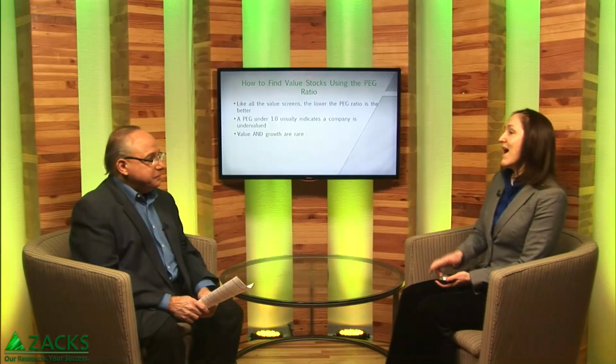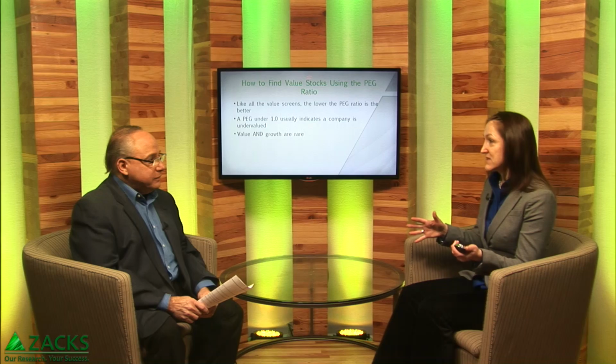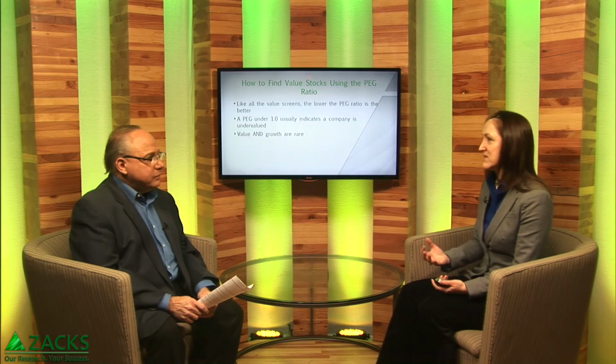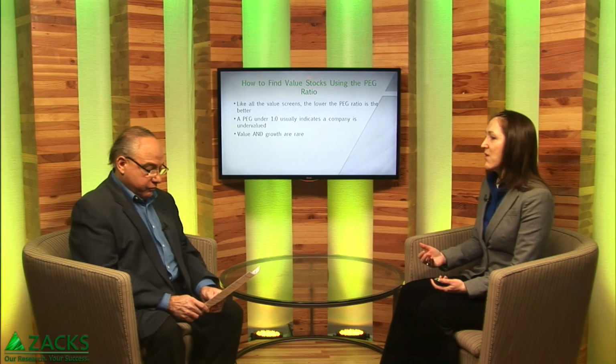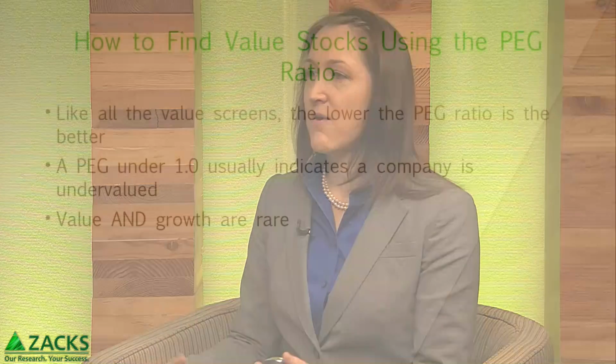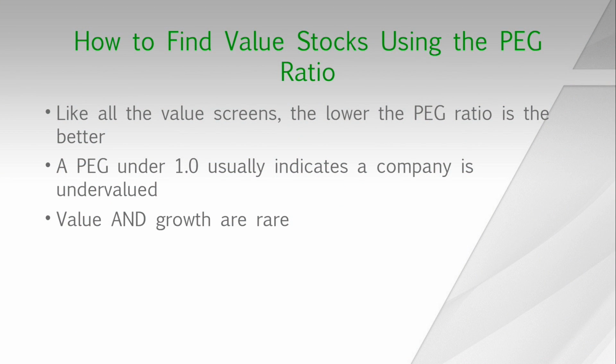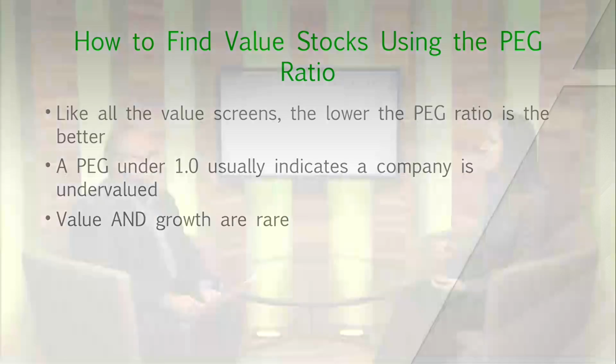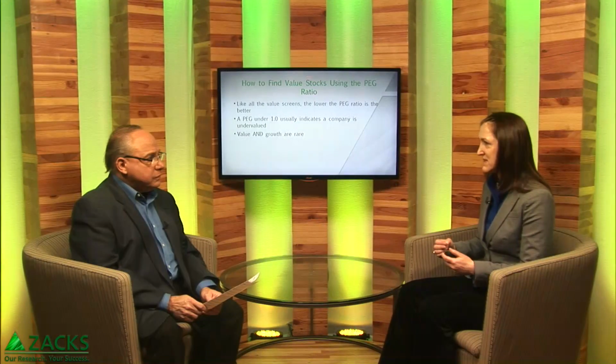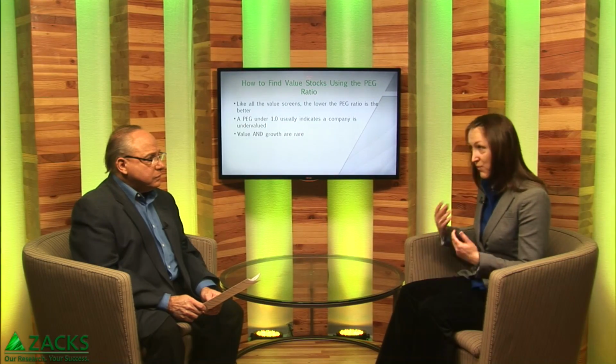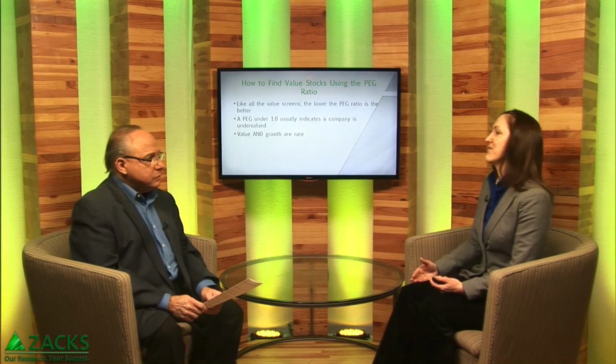What's the screen? Well, I screen for PEG, just like anything else, you want the lowest ratio. And so anything under 1 is considered that the company might be undervalued. It's got the growth, but it's considered undervalued. And the growth, like I was saying, that's kind of a rare thing to find with the values. So that's why I like to use the PEG ratio, because it discovers some stocks that you otherwise might not find and that have the growth component.